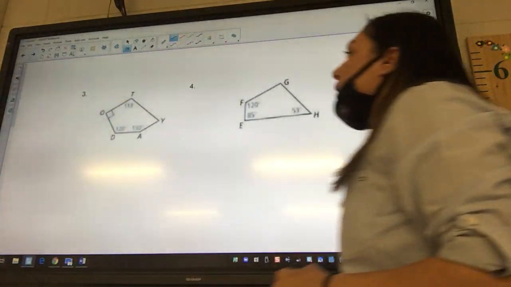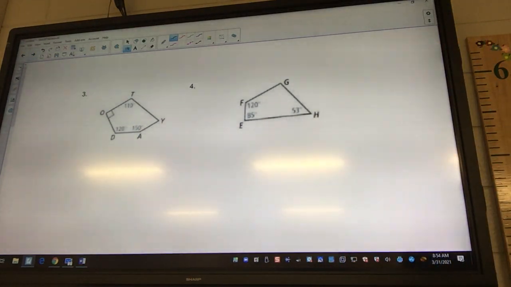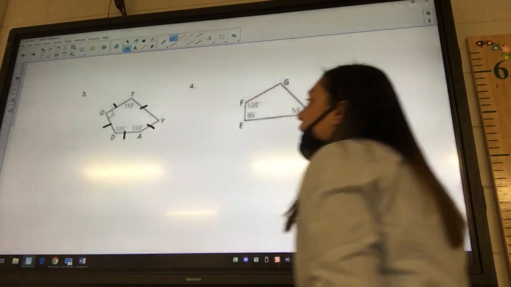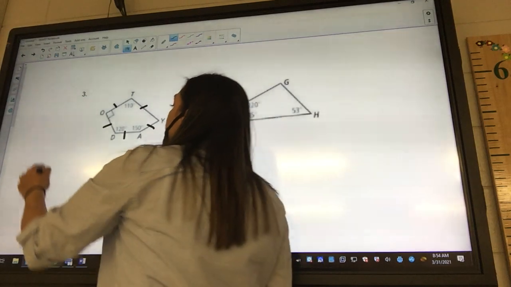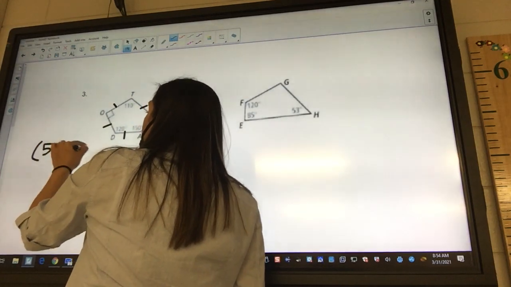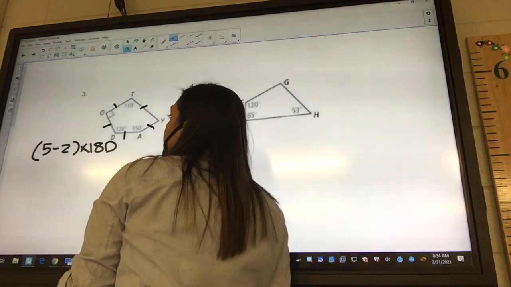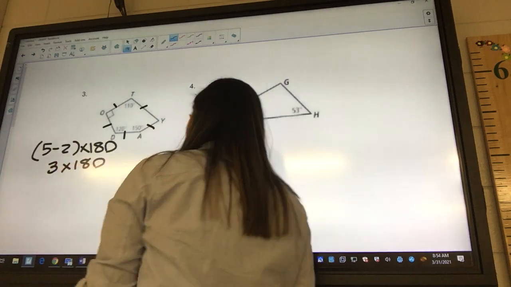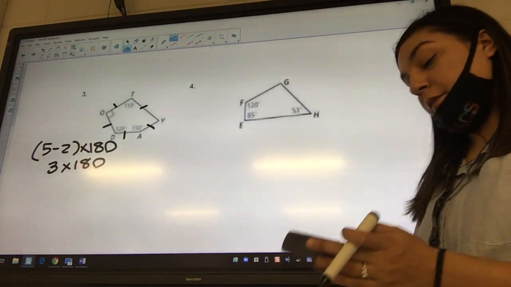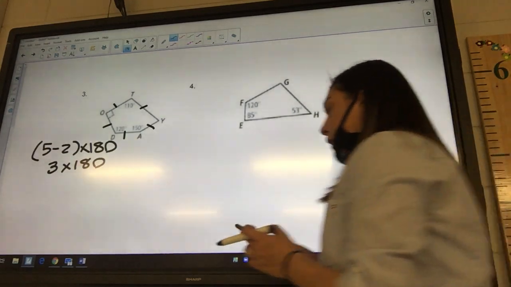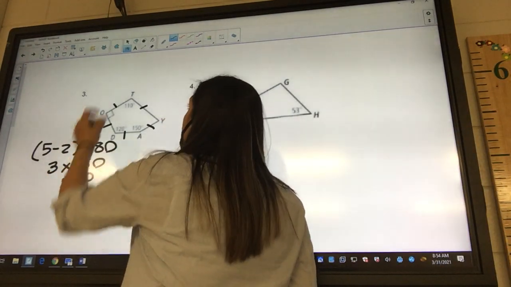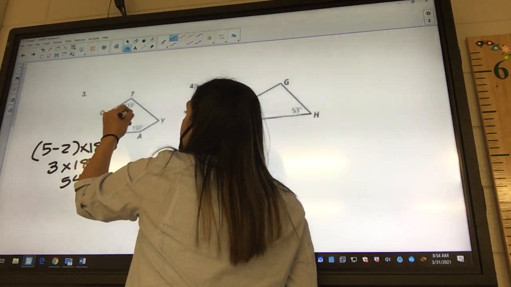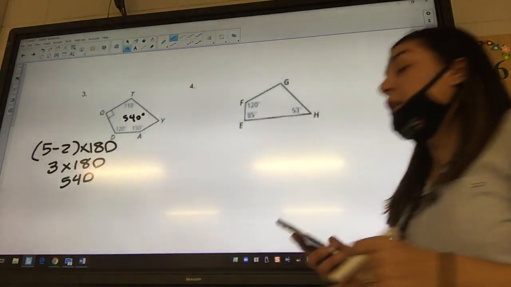Okay, look at the next one. So it has 1 side, 2 side, 3 side, 4 side, 5 side. So how are we going to set that up? 5 minus 2 times 180. What is 5 minus 2? 3. So it's going to be 3 times 180, which is 540. What is 540? It's the sum of all the angles on the inside. They should add up to 540 degrees.